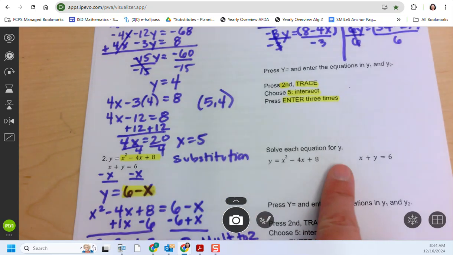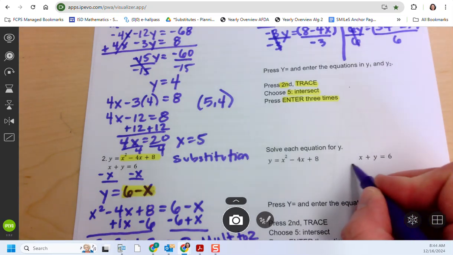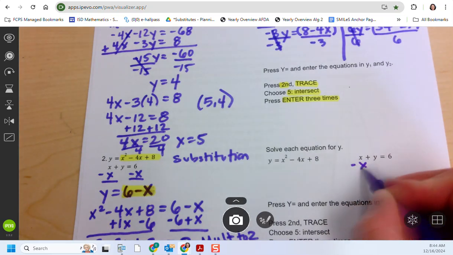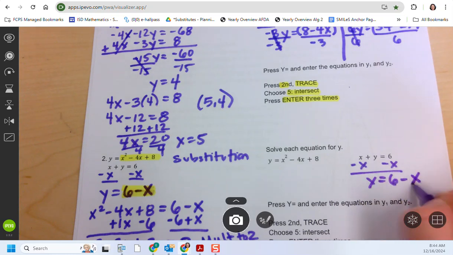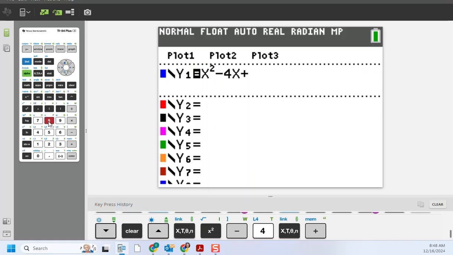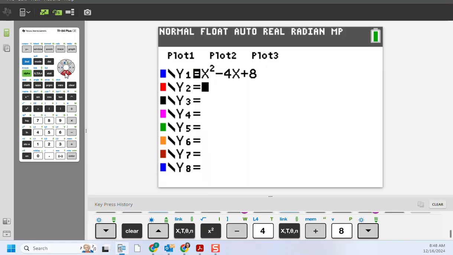Okay. Raise your hand if you have a graph that looks like this. One person, 2, 3, 4. Does anybody need help getting their graph to look like this? Okay. Now, the first part is the same as last time. Press second, trace, intersect, enter, enter, enter. I got 1, 5. Did anybody else get 1, 5 from that?